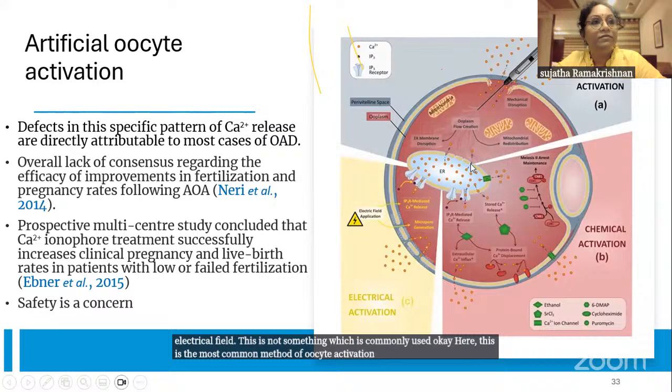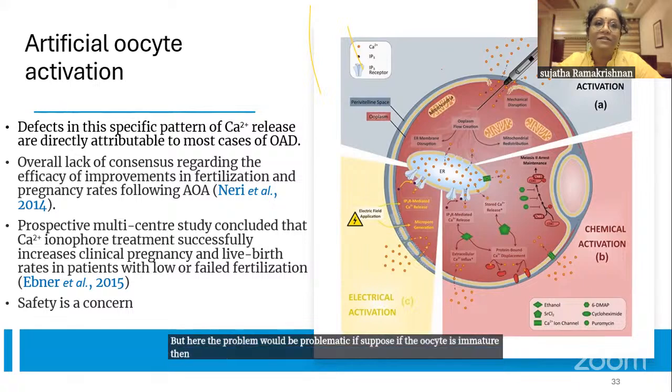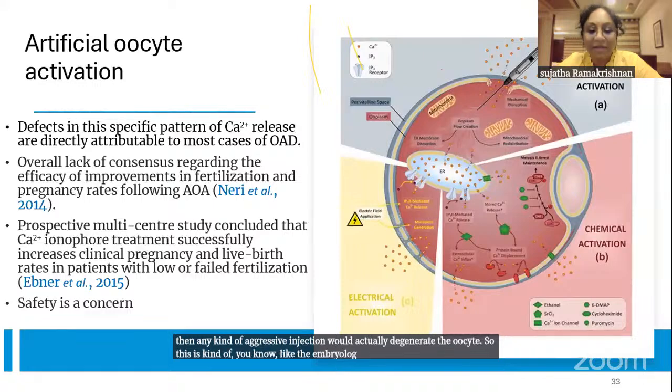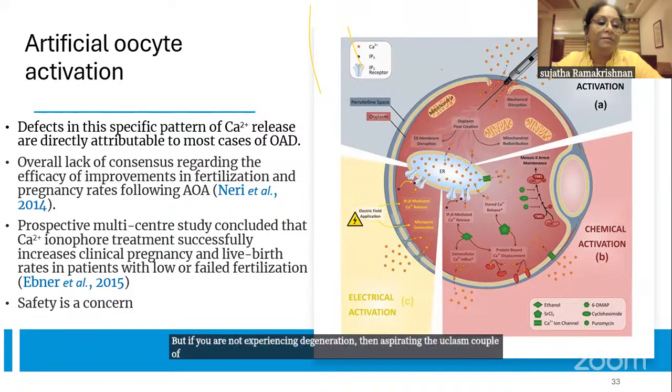And I know many of the labs do this also when they anticipate it. But here the problem would be, suppose the oocyte is immature, then any kind of aggressive injection would actually degenerate the oocyte. So the embryologist has to be experienced enough to understand this, where there is a chance of increased degeneration in the oocytes. But if you are not experiencing degeneration, then aspirating the ooplasm a couple of times actually might help.